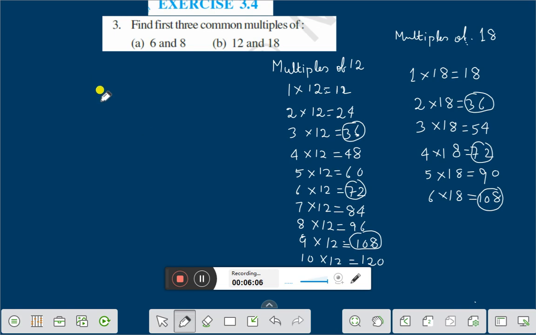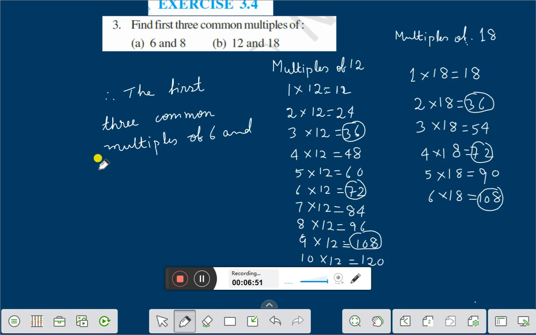Therefore the first three common multiples of 12 and 18 are 36, 72 and 108. These are the first three common multiples.